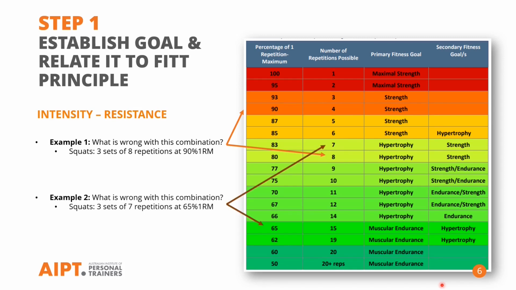Now, example number 2, we'll go through the same process. In this case, we've got 65% 1 RM for 7 repetitions. So if you want to pause the slide and have a look at that and see if there are any issues with that one.